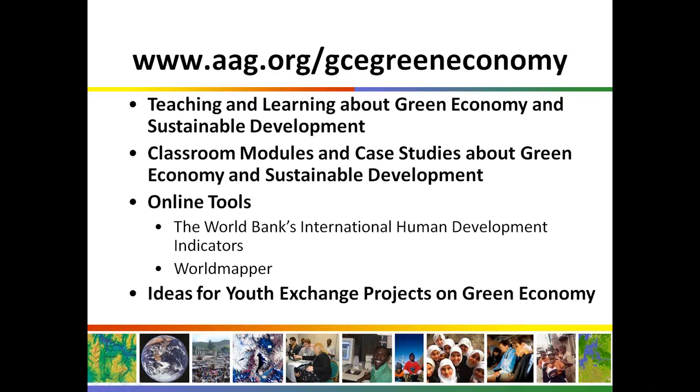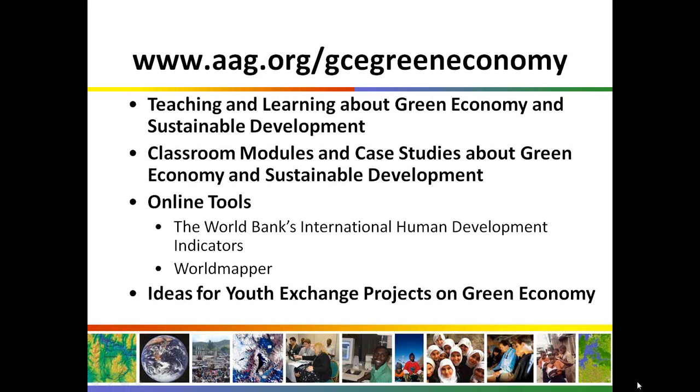We have two tools that we're going to look at today. The World Bank's International Human Development Indicators, which is a highly interactive site that allows students to do a lot of exploration with data. And then also World Mapper, which is another site which provides different ways of looking at the world mapped by values instead of just geography. And then ideas for youth exchange projects on the green economy. We're going to take a look at that also.